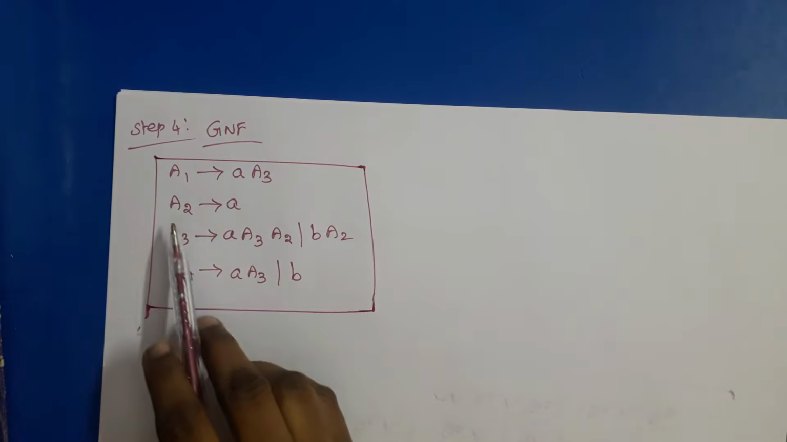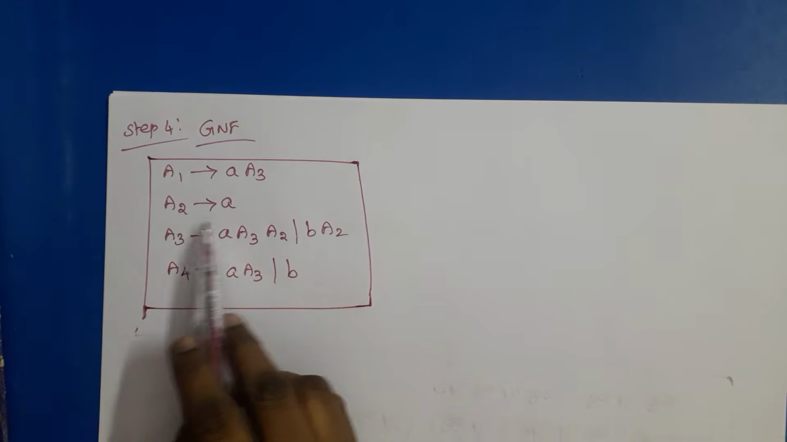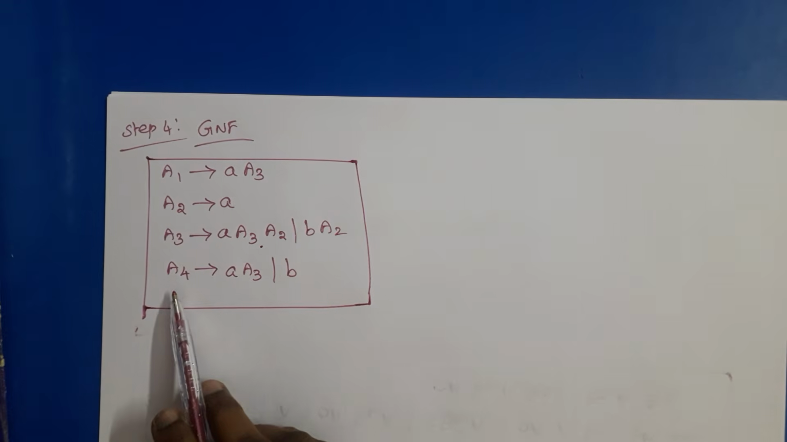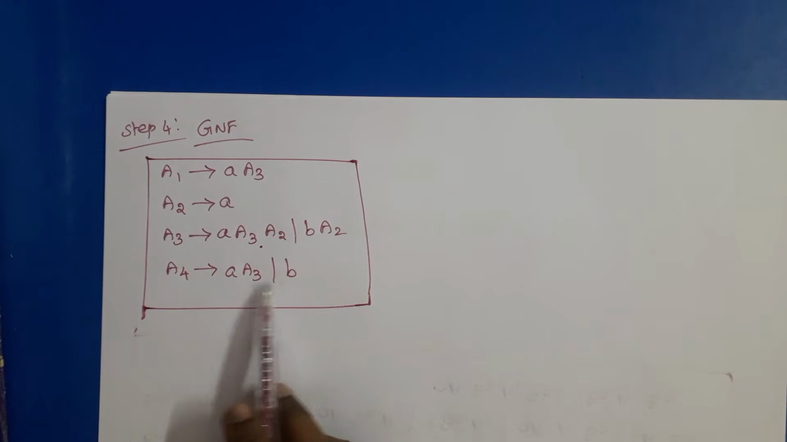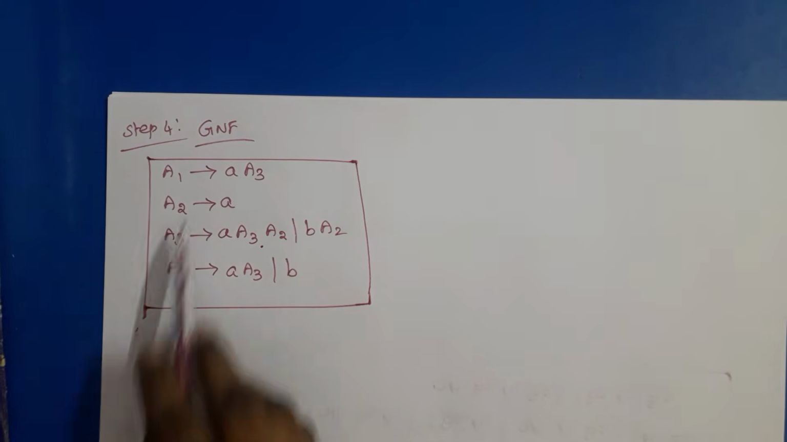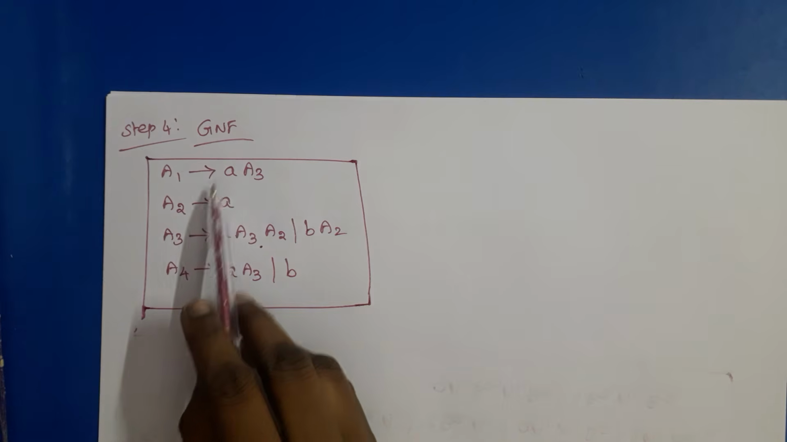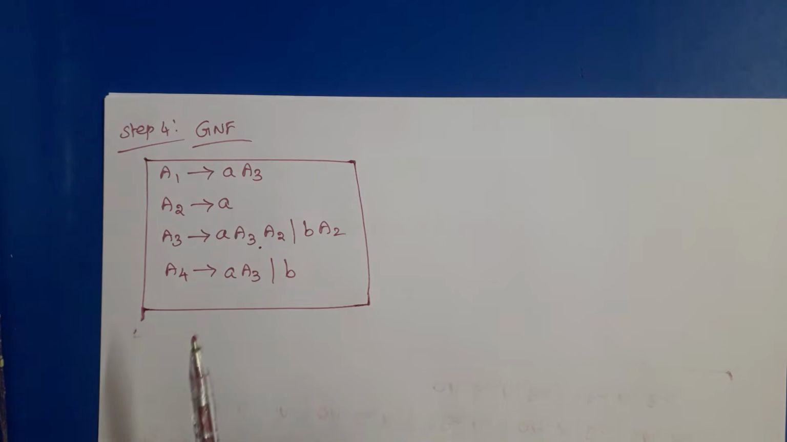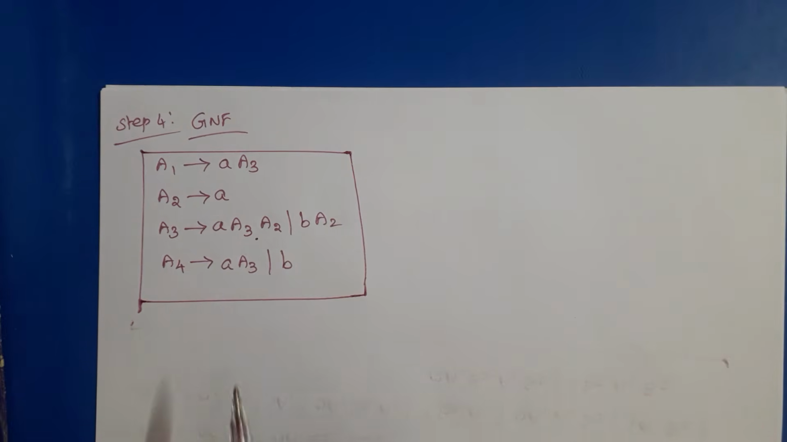So this is the final GNF. A1 tends to a A3, A2 implies a, A3 implies a A3 bar b A2 and b A2, and A4 implies a A3 bar b. So in all the productions, the terminal symbol is followed by zero or more non-terminals. So this is the equivalent GNF for the given CFG. Thank you.